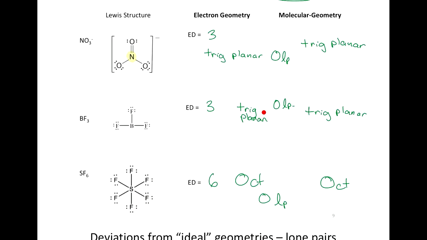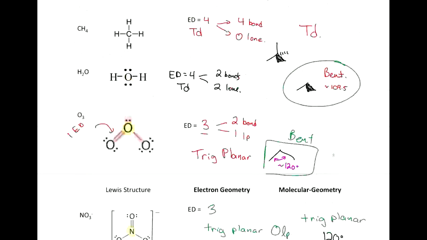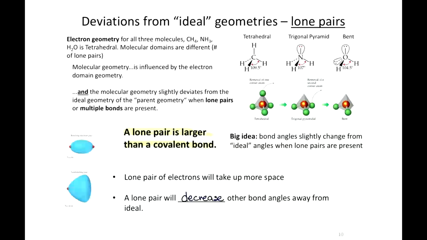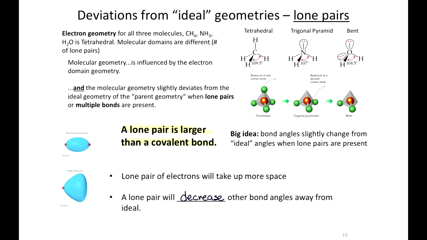All right, so we talked about bond angles. Trigonal planar is usually 120 degrees. Octahedrals have what bond angles? 90 degrees. Tetrahedrals have 109.5 degrees, right? Those are all ideal bond angles, okay? So let's look at some deviations from ideal bond angles, and some examples include lone pairs, right?